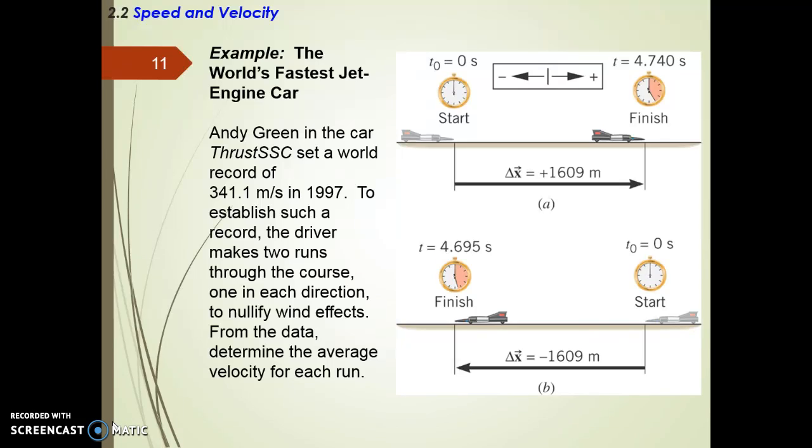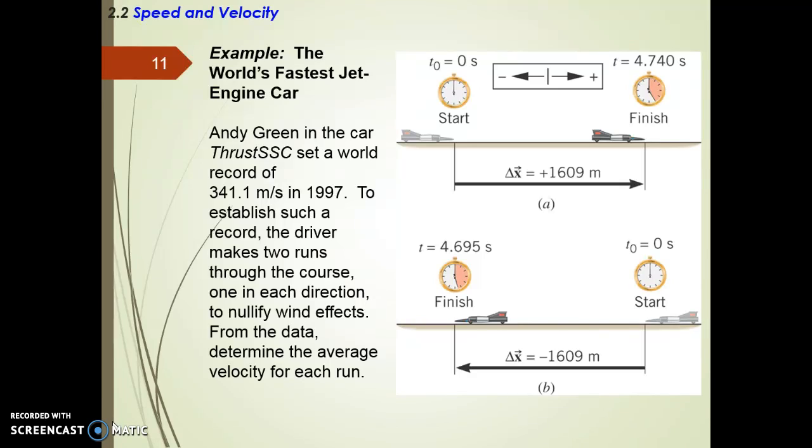The reason they do that is to nullify any effects due to wind, and they take the average of the two. So as you can see here, the first length of 1 mile going from left to right, or in what I'm going to define as a positive direction, took 4.74 seconds. Going in the opposite direction took 4.695 seconds. And so I want you to use this data to determine the average velocity of each run. Pause the video, try it out.